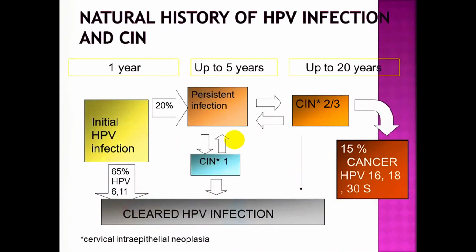Natural history of human papillomavirus infection and SIN. In about 1 year, the initial human papillomavirus infection, either 20% up to 5 years change to persistent infection, or return to SIN 1 and cleared human papillomavirus infection.